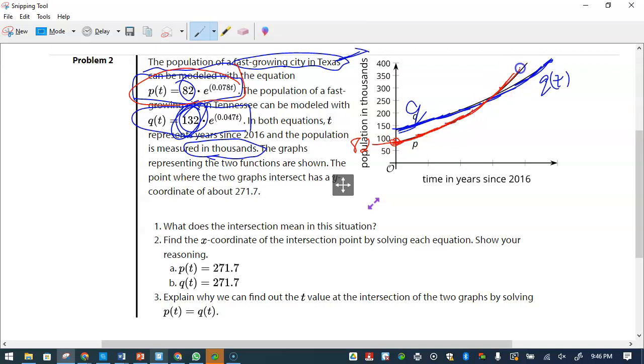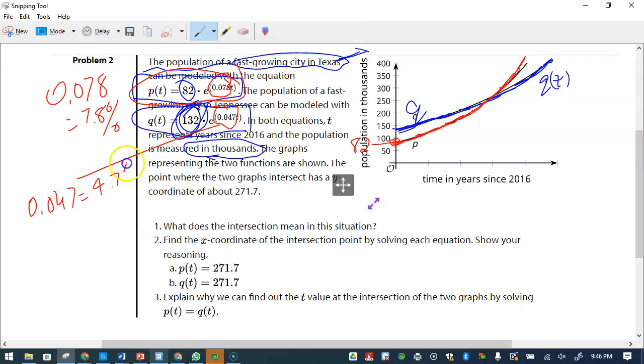So the main idea is that it is growing faster, right? And you will see the reason if you look at this number here: 0.078 is 7.8%. That's the growth rate. And in this case, 0.047 is 4.7%. So can you clearly see that this number is lower than this number? What it means is PT, the red graph, is growing at a faster rate. So the red one is PT, and the blue one is QT.